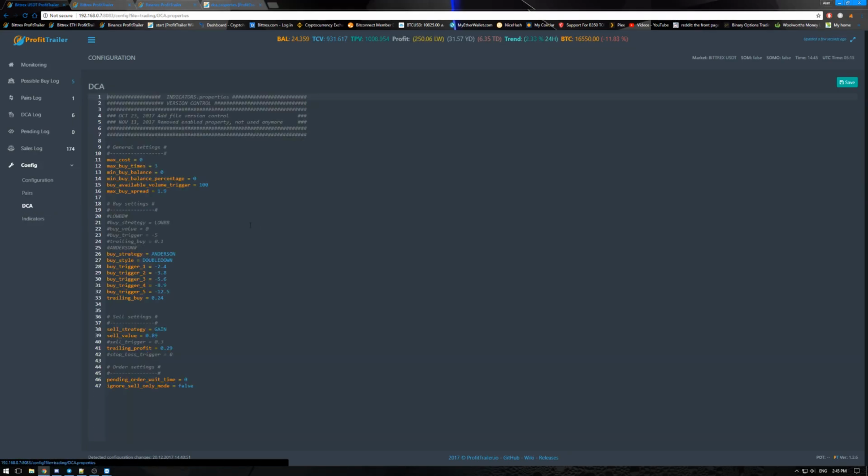Alright, over to the DCA settings. First and foremost, max cost. So this is a value relevant to what market you're using. So for US dollars, USDT, put in the USDT value, BTC, ETH, obviously. Just put in the correct values there. This value sets how much you want Profit Trailer to use on DCA per pair. So if it's set to 0, there's no limit. It can just keep going until it depletes its balance.